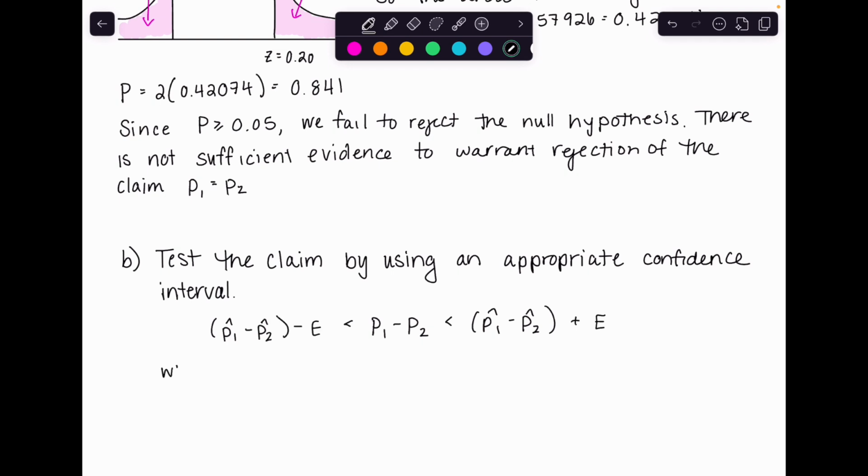And specifically, this is where the error E is found by taking that critical Z value and timesing it by a square root. And in this case, what goes inside is P1 hat, Q1 hat over the first sample size. And then the same thing with the second population over its sample size. Okay. The way we find Z alpha over 2 is using our Z table.